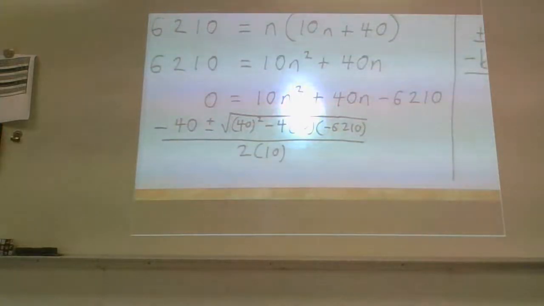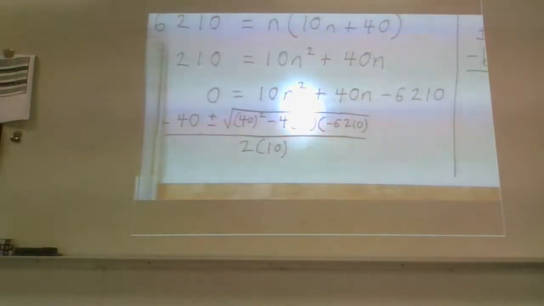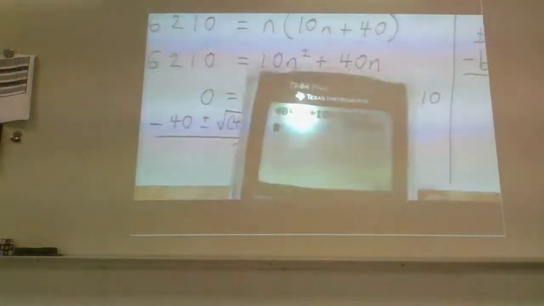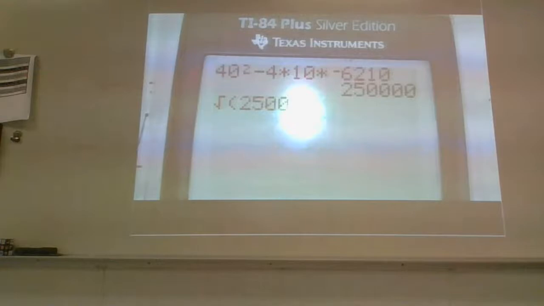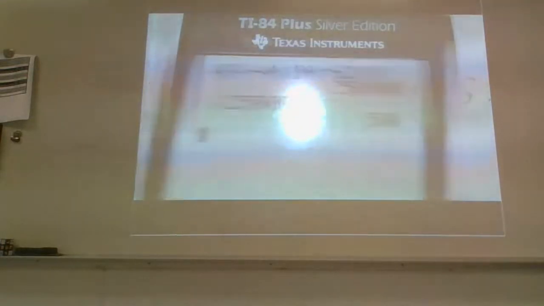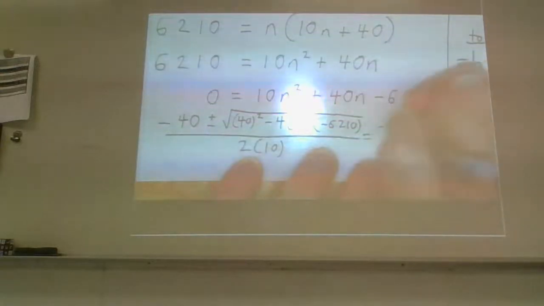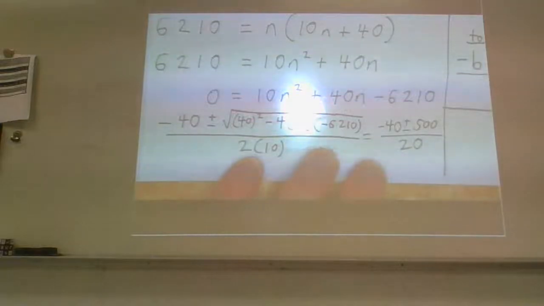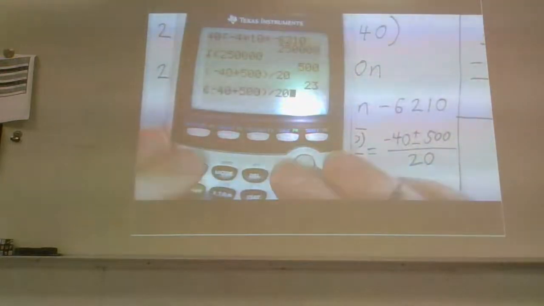If I plug in that information where it's supposed to go, and I have the calculator do it for me, 40 squared minus 4 times 10 times negative 6210. Yeah, 6210. Inside of that square root, I get this calculation. I'm going to have to do the square root of that number, which is nice. So I end up with negative 40 plus or minus 500 over 20. If you were to solve for the plus and the minus, I'll show you on my calculator what you should be getting. Technically, we get two answers.